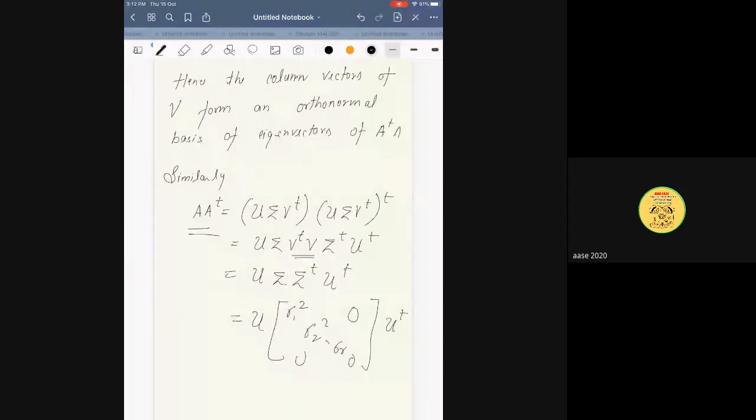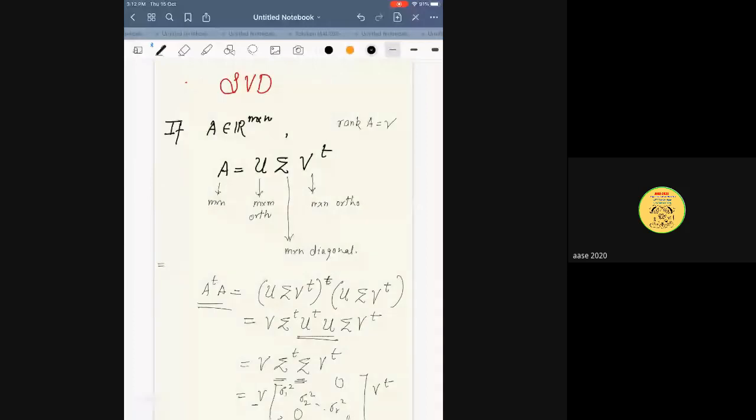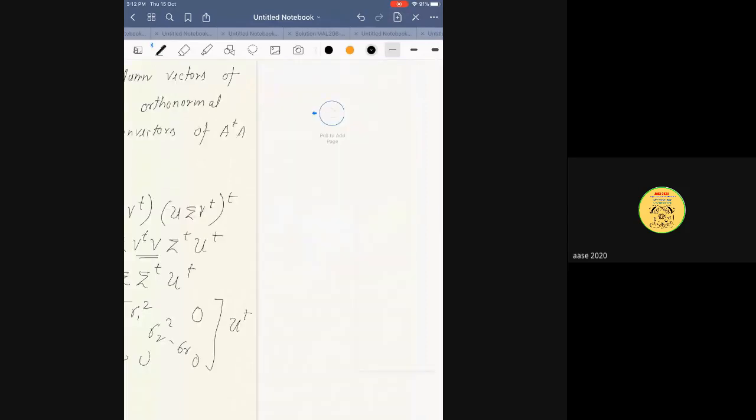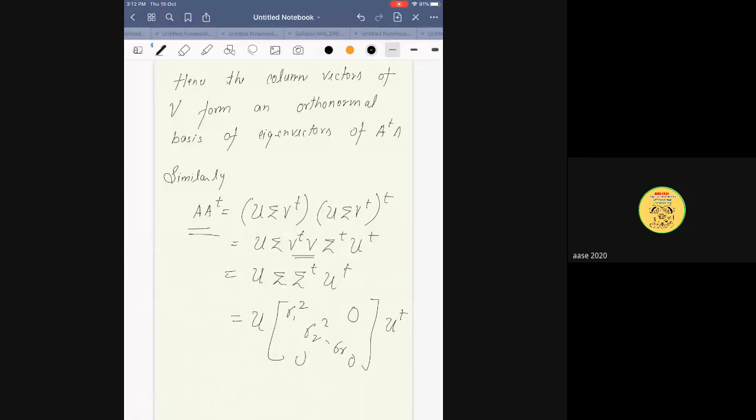V is nothing but the column vectors. So the column vectors of V form an orthonormal basis of eigenvectors of A transpose A, and the column vectors of U form an orthonormal basis of eigenvectors of A A transpose. We know that these matrices A A transpose and A transpose A are positive semi-definite and symmetric. Hence they are orthogonally diagonalizable and the eigenvalues are non-negative. So now I will start the proof of singular value decomposition.